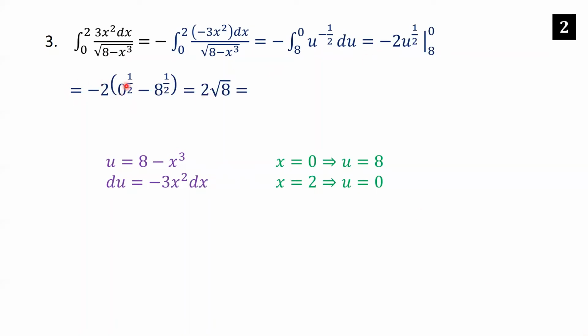So 0 to the half is 0. So it's just -2 times -8 to the half, which is 2. The negative times negative is positive. So it's just 2 times the square root of 8. And since 8 is 4 times 2, we could simplify that root as root 8 is equal to 2 root 2. So we get 4 root 2.